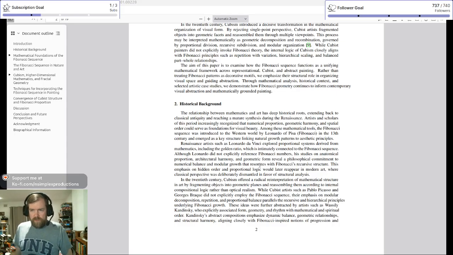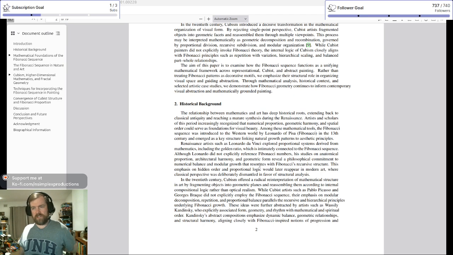The relationship between mathematics and art has deep historical roots, extending back to classical antiquity and reaching a mature synthesis during Renaissance. Artists and scholars of this period increasingly recognized that numerical proportion, geometric harmony, and spatial order could serve as foundations for visual beauty. Among these mathematical tools, the Fibonacci sequence was introduced to the Western world by Leonardo of Pisa in the 13th century and emerged as a key structure linking natural growth patterns to aesthetic principles.